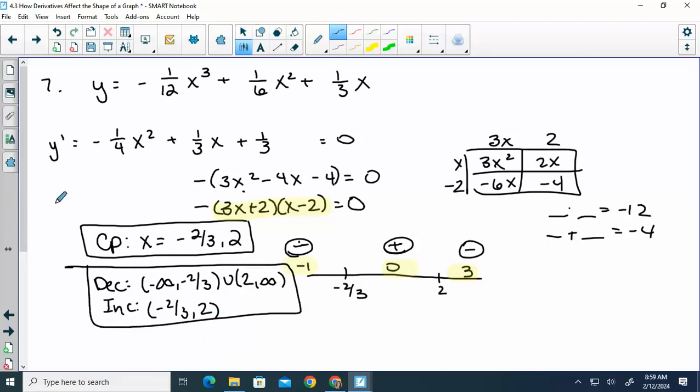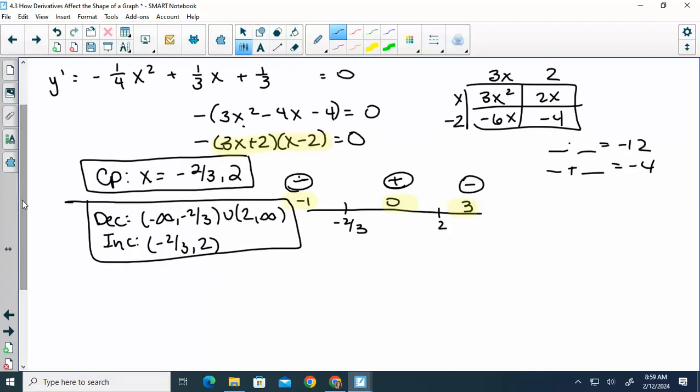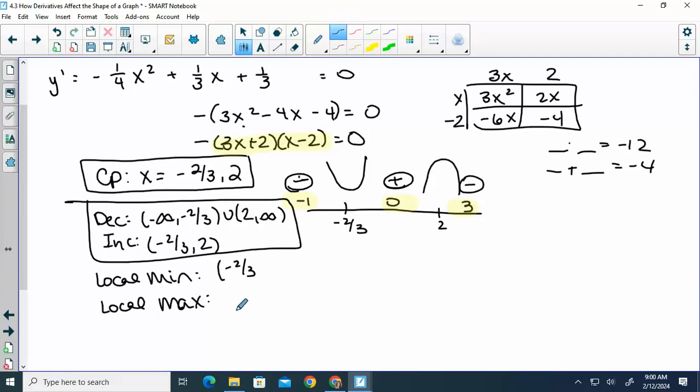What else can we get at this step? If our graph was decreasing and switched to increasing, that gives us a local min. If we are increasing and switch to decreasing, that gives us a local max. We want ordered pairs for those because we have to put them on a graph. How do we get the y values?